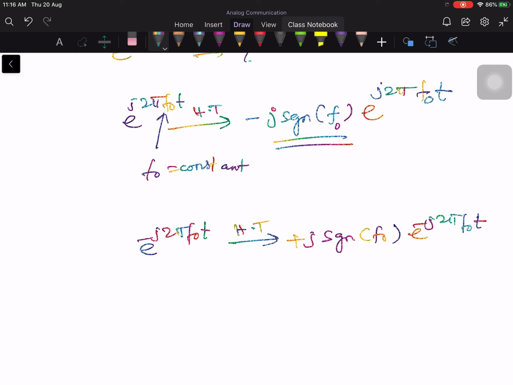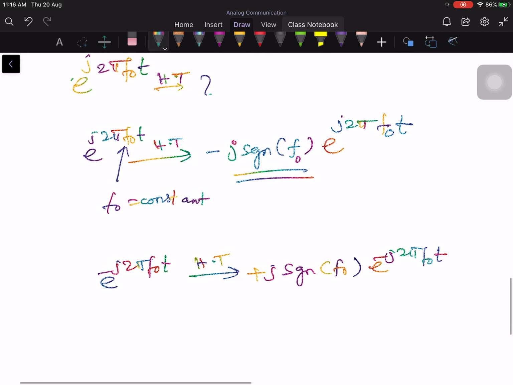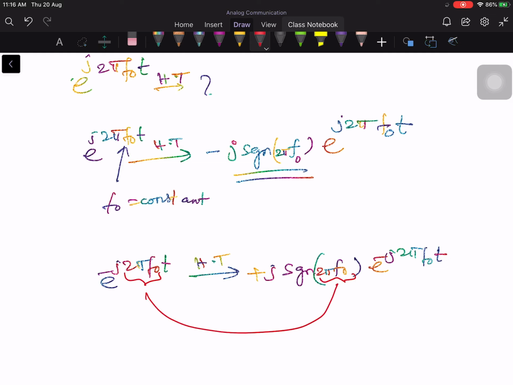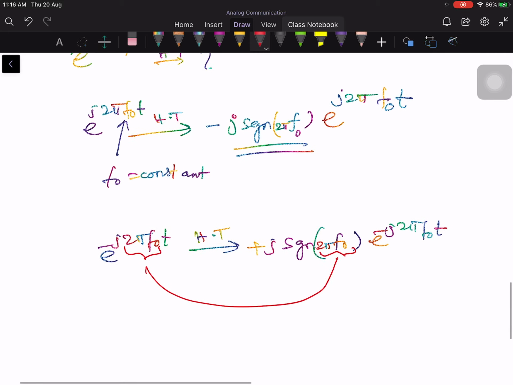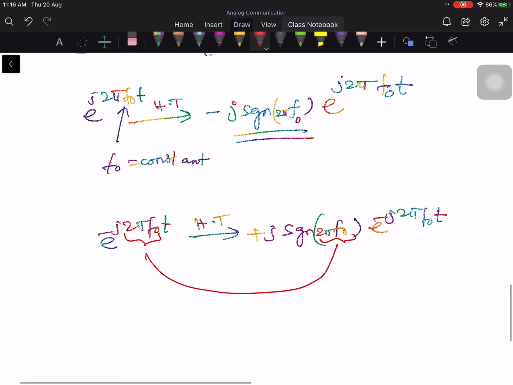And one more thing, I made a mistake here. One second. 2 pi and here also 2 pi. The reason is this parameter and this parameter should be both same. There should not be any difference. So please convince yourself that this is correct. Okay. So you have to take into account the sign of this exponent. So this is a thing that comes directly here.